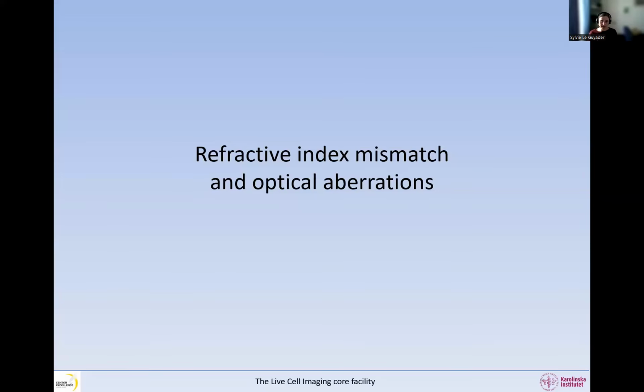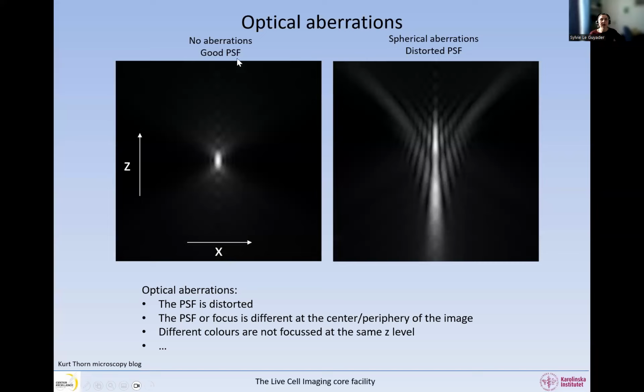Refractive index mismatch and optical aberrations. So what are optical aberrations? This would be an artificial point spread function. This comes from Kurt Thorn, a very nice microscopy blog, which unfortunately has stopped now. So we have a theoretical point spread function, but this is a good point spread function.